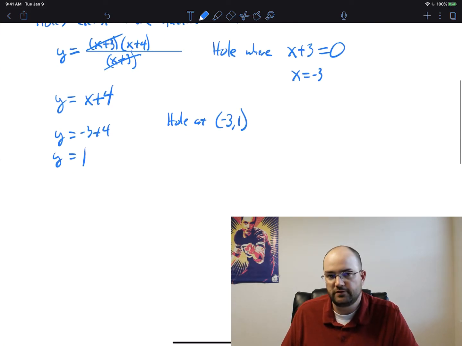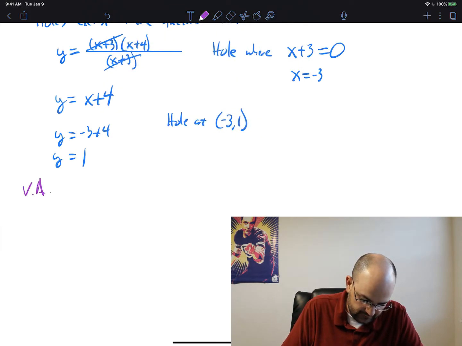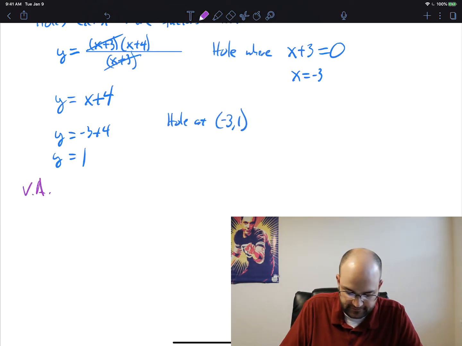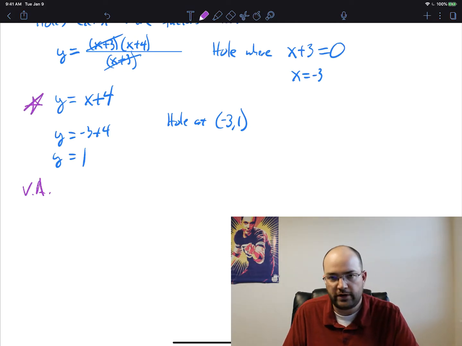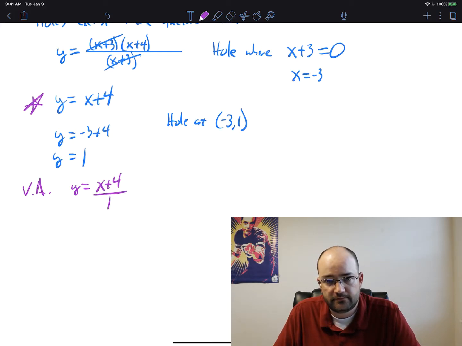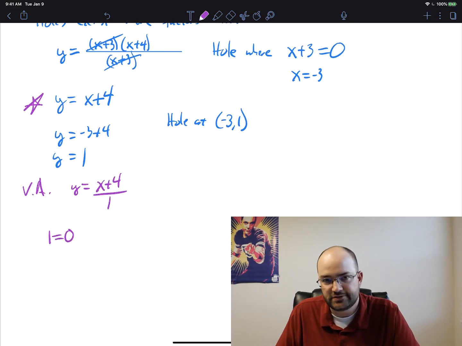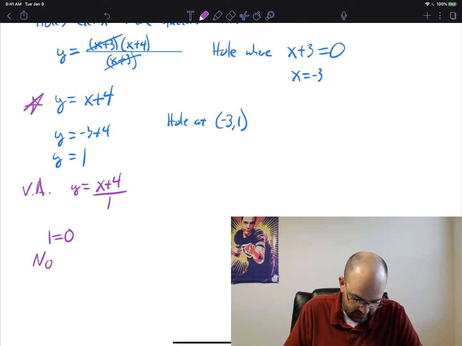Now let's look for any vertical asymptotes. But remember, vertical asymptotes can only be found from the simplified form, and the simplified form is right here, y equals x plus 4. What's the denominator? The denominator is 1. It's understood to be 1. So take that denominator and set it equal to 0. Is 1 ever equal to 0? No. So that tells me that there is no vertical asymptote.